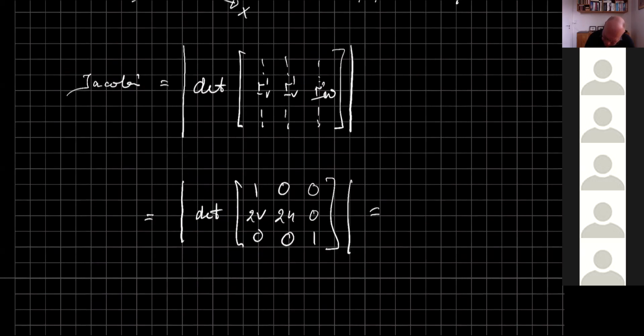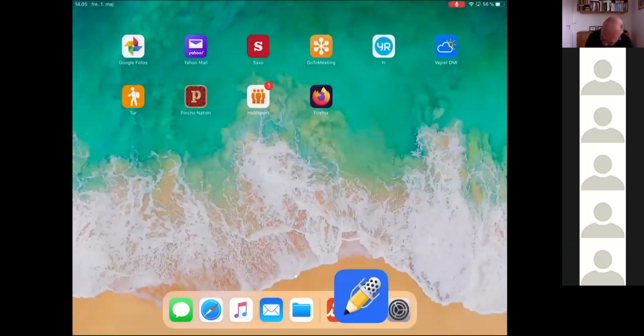Now this is easy to calculate because it's a lower triangular matrix, so the determinant is the product of the elements in the diagonal. So it'll be the numerical value of 2u, but since u is between 0 and 1, this is equal to 2u. So this is the Jacobi function. And this completes question 2. Let's look at question 3.